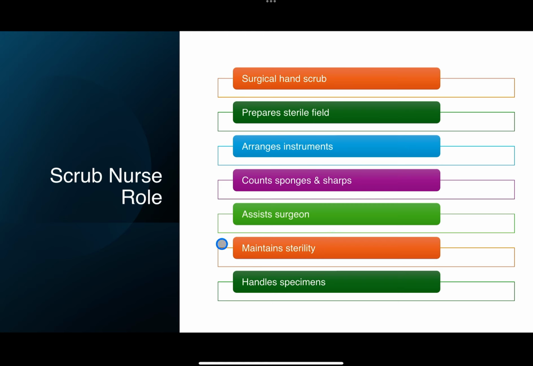The scrub nurse works within the sterile field and assists during the surgical procedure. Responsibilities include preparing instruments, maintaining sterility, and anticipating the surgeon's needs. The scrub nurse also performs sponge and instrument counts to prevent retained surgical items. Maintaining strict aseptic technique is essential to reduce the risk of surgical site infection.